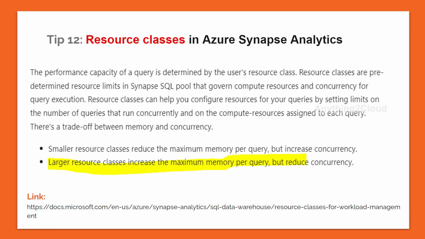There's a trade-off between memory and concurrency. Smaller resource classes reduce the maximum memory per query but increase concurrency. The larger resource classes increase the maximum memory per query but reduce concurrency. In short, what we need to understand from the tip is that if you want to increase the query performance, then you can use the larger resource classes, which are going to increase the maximum memory per query.